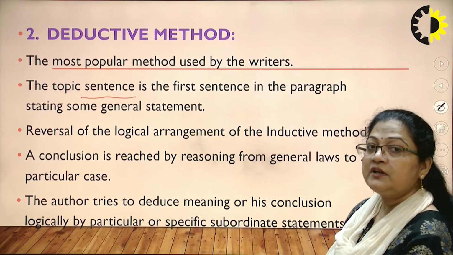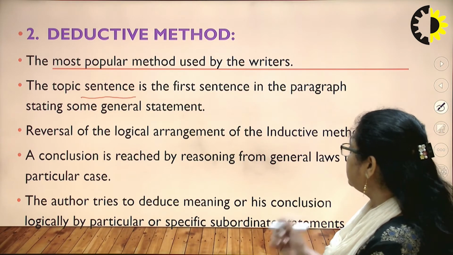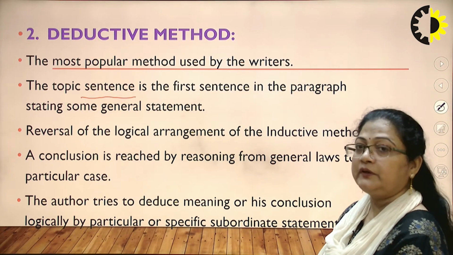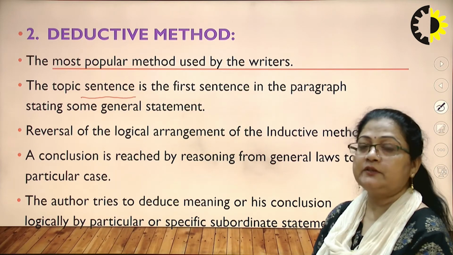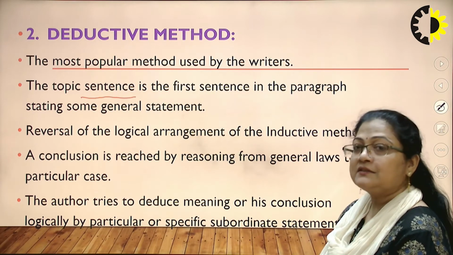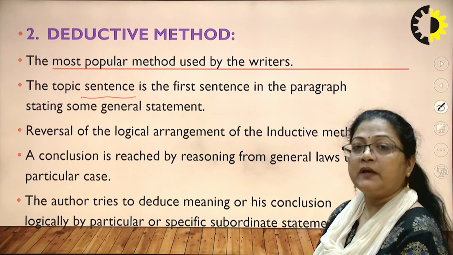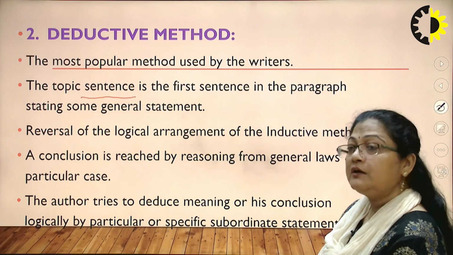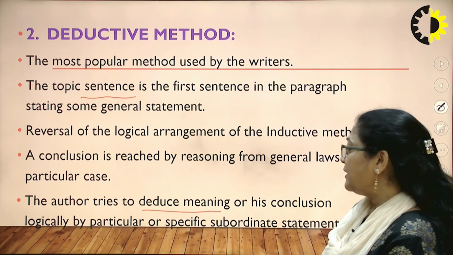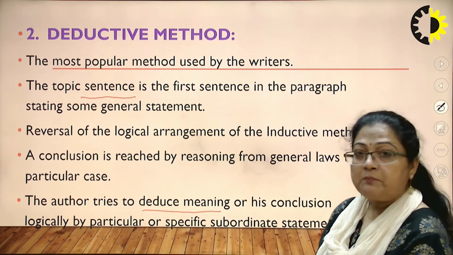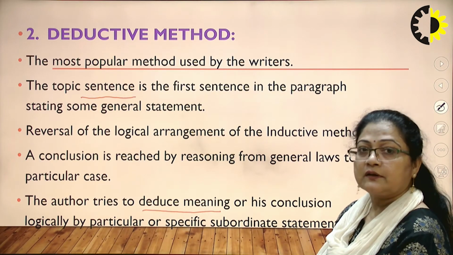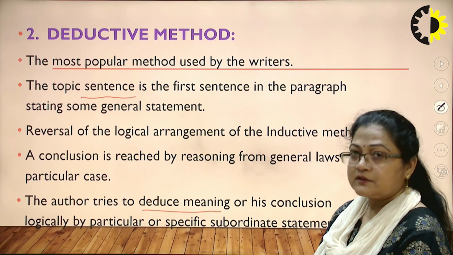Here, the conclusion is reached by reasoning from general laws to particular cases. Means we just have one general statement in front of us, and with the help of particular cases or examples or logical arguments, the conclusion is reached as the support of the main topic sentence. So, the author tries to deduce the meaning of the given statement in the beginning and his conclusion logically, by particular subordinate statements, proves the statement given in the beginning of the paragraph.